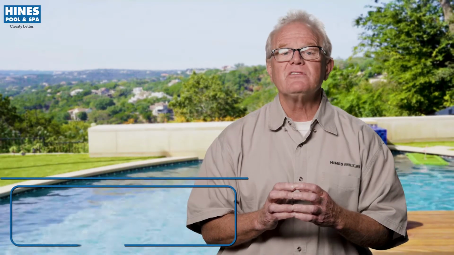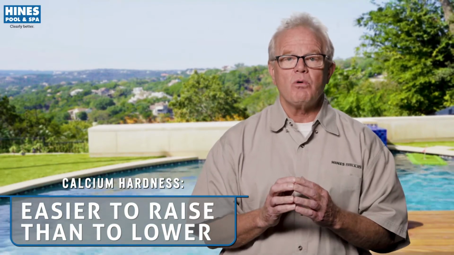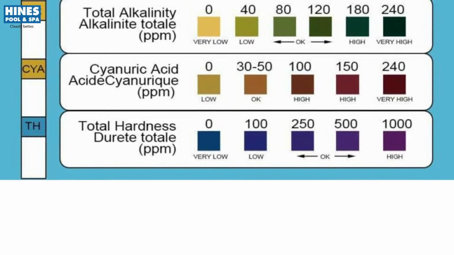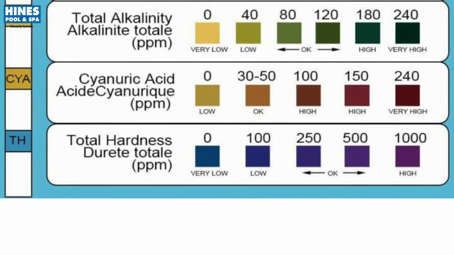With calcium hardness, it's important to remember that it's a lot easier to raise it than to lower it. So when adding calcium, be careful to do so in increments. The ideal range for calcium hardness is 200 to 400 parts per million.